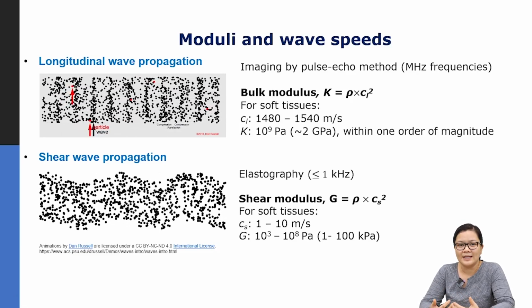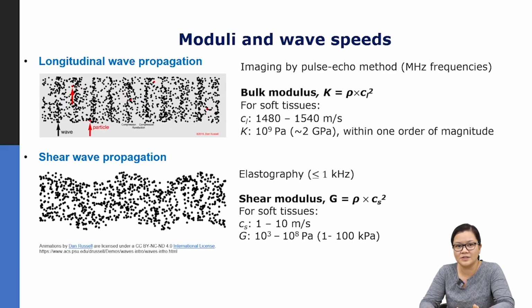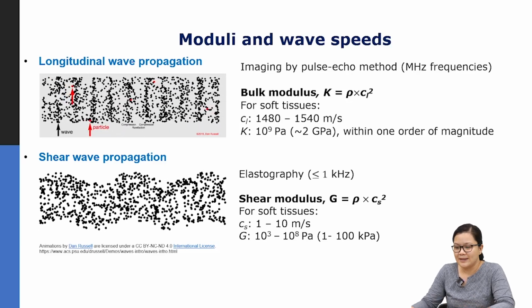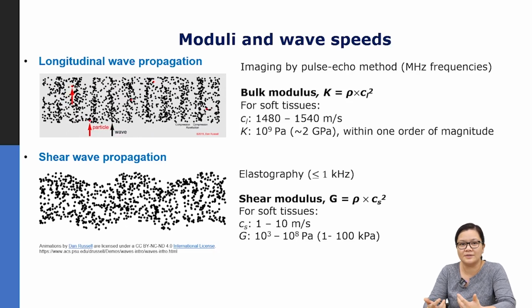And the reason why elastography, the field itself, utilizes shear wave instead of longitudinal waves to get the modulus properties, it's because of this wide range of shear moduli. That will allow you to differentiate different types of tissues, which is especially important for tissue diagnosis.